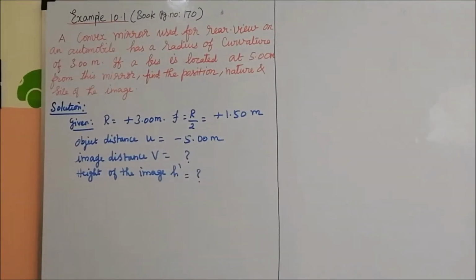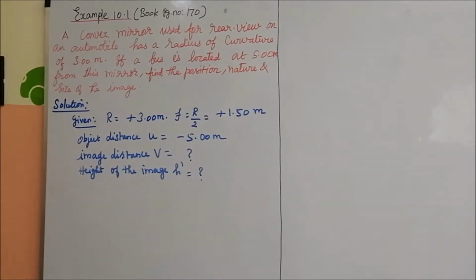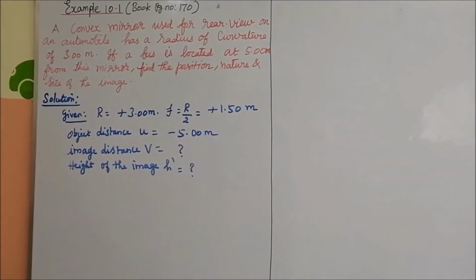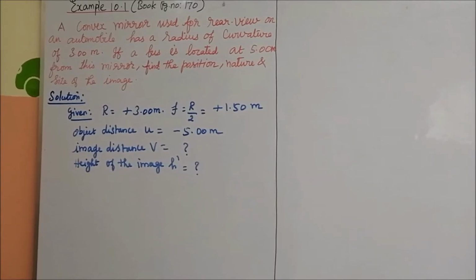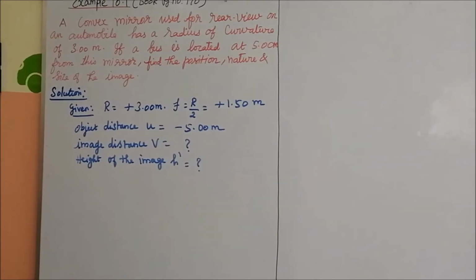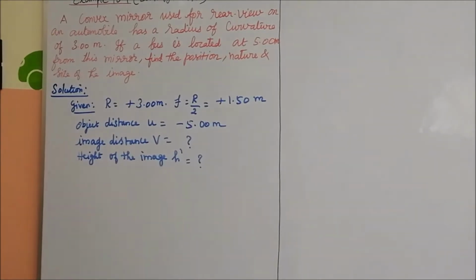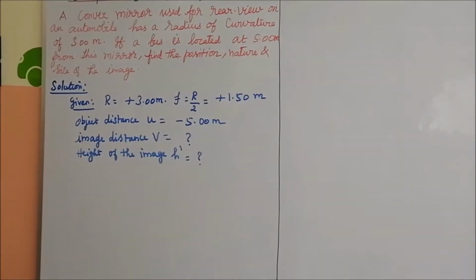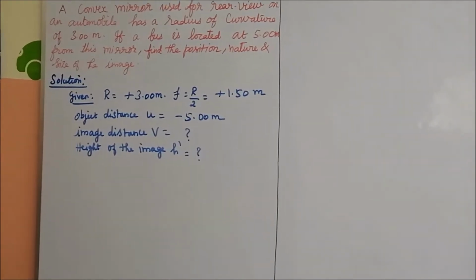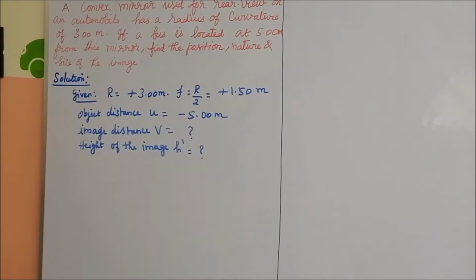This is an example question which is given in the book, page number 170. The question is: A convex mirror used for rear view on an automobile has a radius of curvature of 3 meter. If a bus is located at 5 meter from this mirror, find the position, nature and size of the image. What are the things given in the problem?